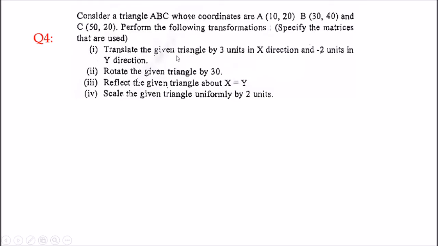First, translate the given triangle by 3 units in x direction and minus 2 units in y direction. Second is rotate the given triangle by 30 degrees. Third is reflect the given triangle about the line x equal to y. And fourth is scale the given triangle uniformly by 2 units.